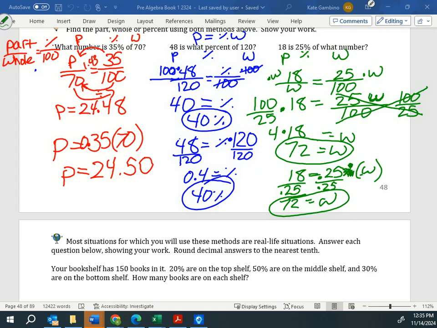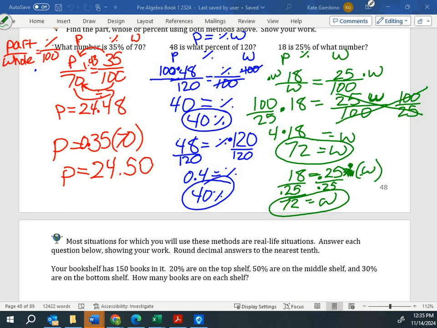Wait, what? Oh, no. Eleanor, what's the point of dividing both sides if you don't use both sides? What do you mean? Like you're dividing both sides even though you don't need the 25. I have to divide both sides, otherwise I'm left with 72 equals 0.25 W. I want that 0.25 out of there. So yeah, I do have to divide both sides.